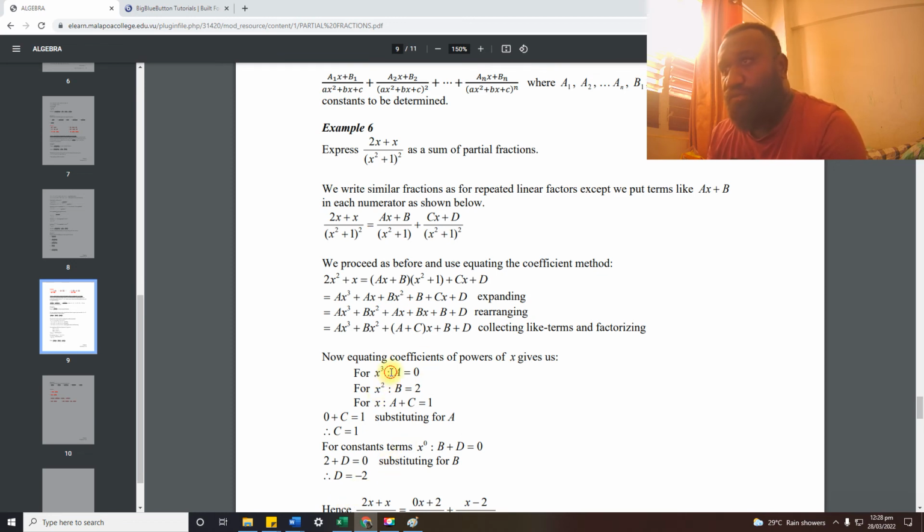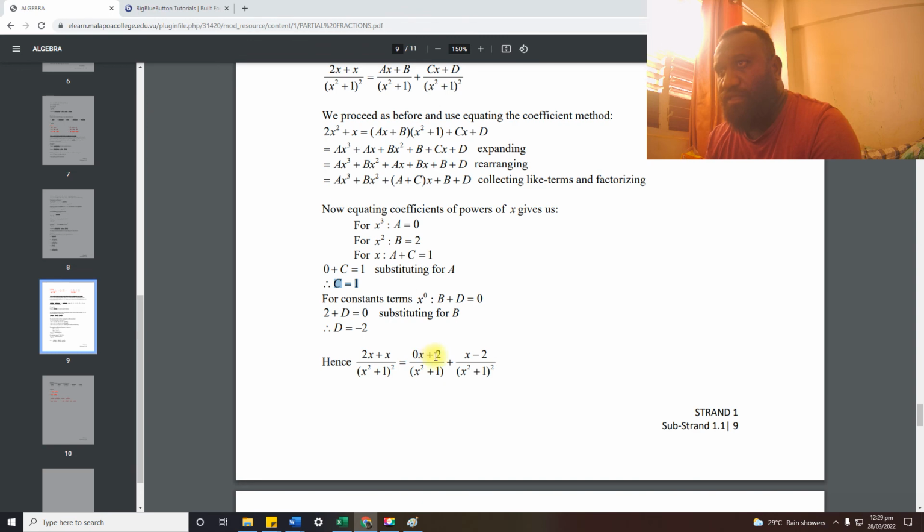So from equating coefficients, we already found a, which is 0. We found b, which is 2. To find c, we substitute 0 for a into this equation here, and you get c. So you have 0 plus c equals 1, so c equals 1. Now you know a, b, and c, and that's it. Then you substitute back into your form.